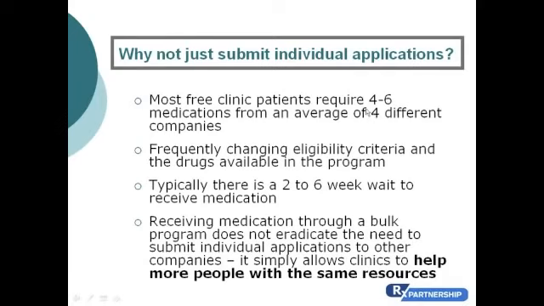So it does mean that they're taking an average of about 4 to 6 different medications from 4 or more different companies, which can certainly be challenging from a paperwork perspective if you're writing away for the individual patient assistance programs to those different companies. We do find that different pharmaceutical companies change their eligibility criteria and which drugs are available. That can lead you back to the drawing board in terms of doing more paperwork.